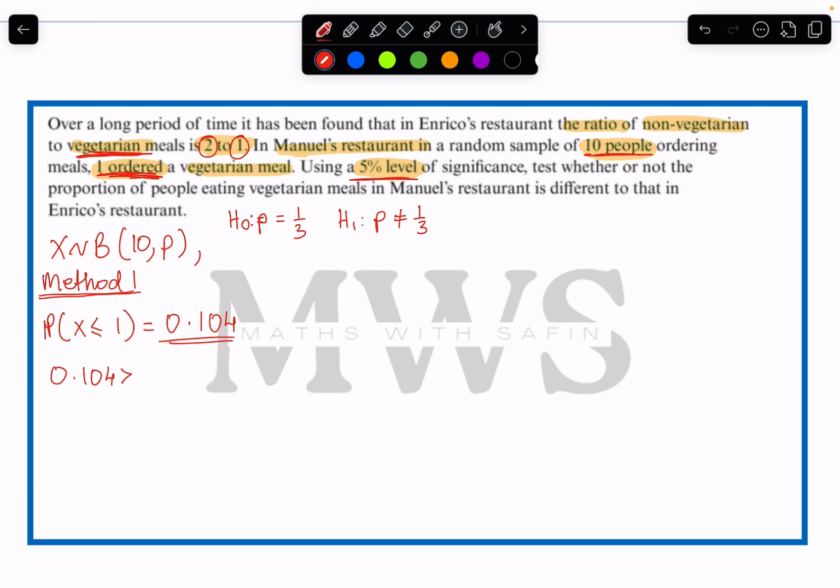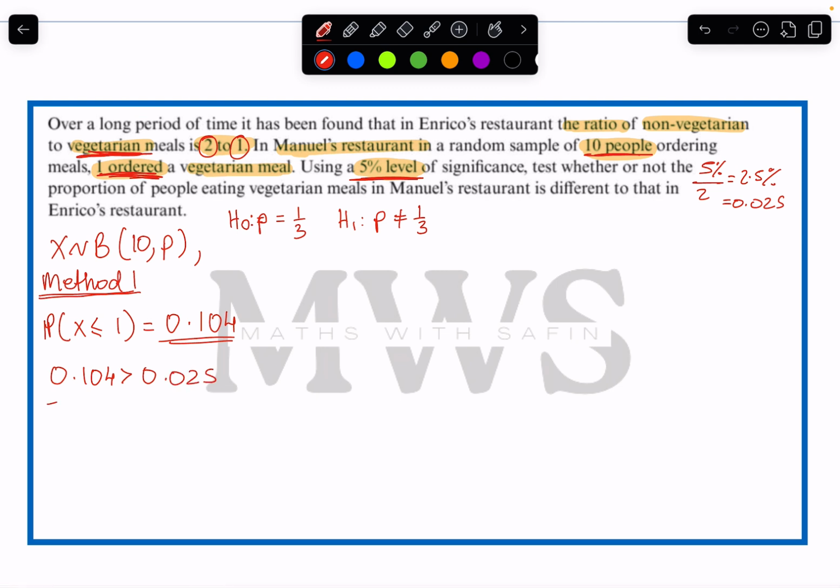We can clearly see that 0.104 is greater than, because remember guys, it's a 5% significance level, but because it's a two-tailed test, we have to halve it. So 5% divided by 2 gives us 2.5%, which is equivalent to 0.025. So 0.104 is greater than 0.025. And what does that mean in this case here?